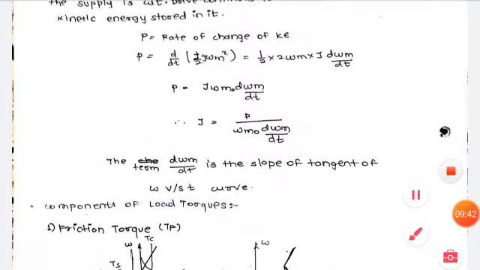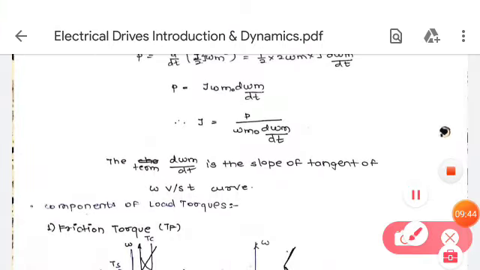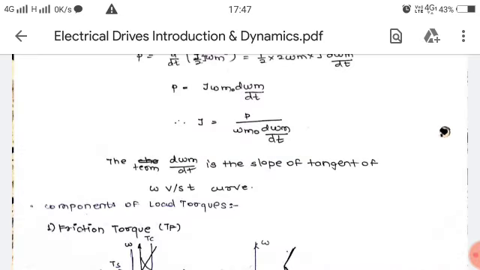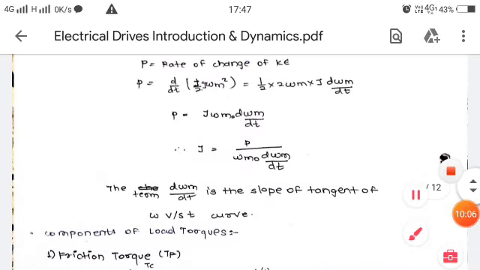Just rearrange the equation and we can write this equation for J. Unknown can be calculated. So in this way, using retardation test, we can determine J, and its unit is kg meter square.